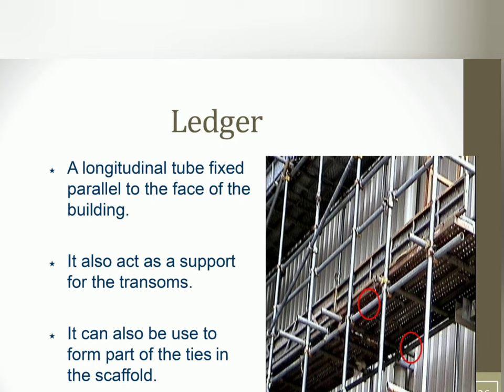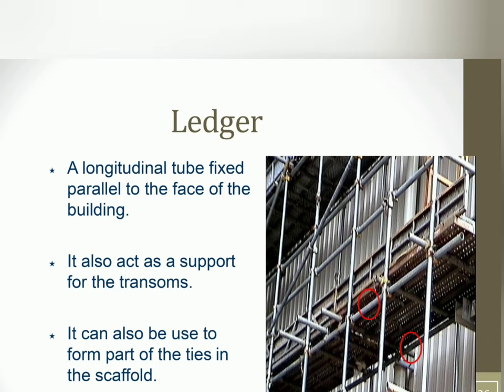A ledger is a longitudinal tube fixed parallel to the face of the building. It also acts as support for the transoms. It can also be used to form part of the ties in the scaffold. See the picture, the round red color mark mentioned, that is on the ledger.